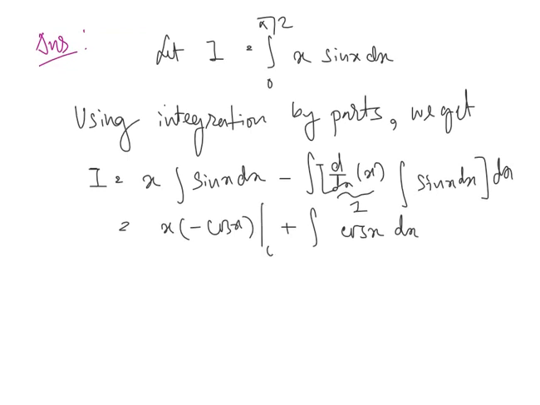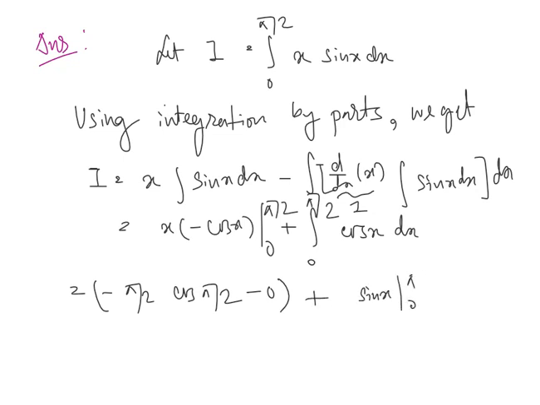Therefore, now we write the limits of the integration. So in the first part we get minus pi by 2 cos pi by 2 and minus 0, plus here we get sin x from 0 to pi by 2.